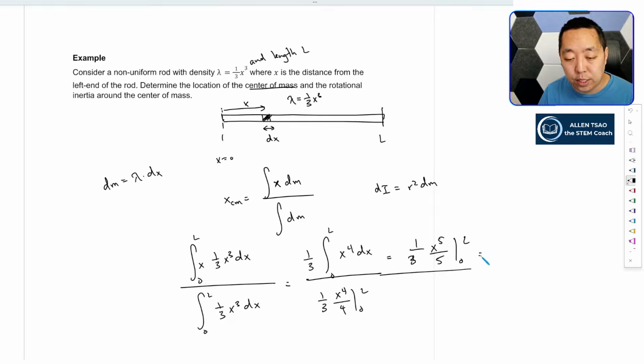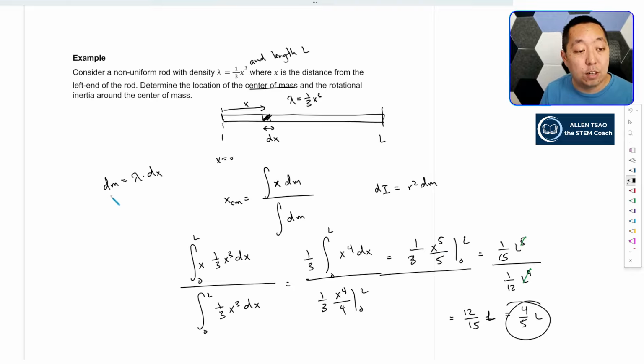And so when you put these together, this is going to be 1/15 L to the 5th divided by 1/12 L to the 4th, right? And then we'll just cancel. That will get rid of that. And then this will be 12 over 15 L. And notice this is a center of mass, so it's just a location. 12/15 L, which divided by 3 is 4/5 L. So that's the location of the center of mass.